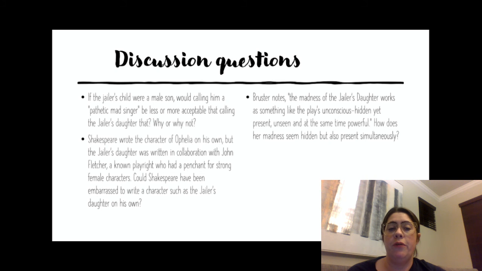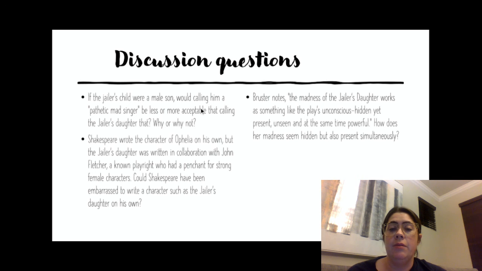Shakespeare wrote the character of Ophelia on his own, but The Jailer's Daughter was written in collaboration with John Fletcher, a known playwright who had a penchant for strong female characters. Could Shakespeare have been embarrassed to write a character such as the jailer's daughter on his own?